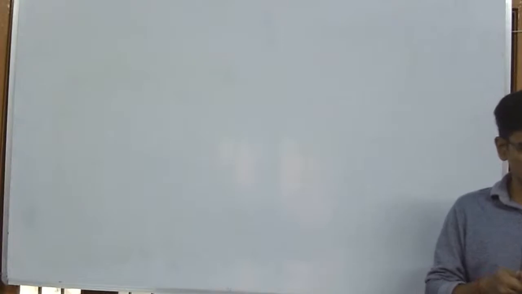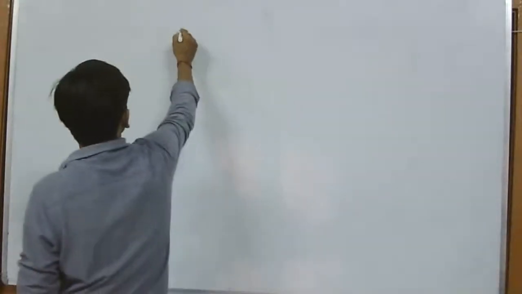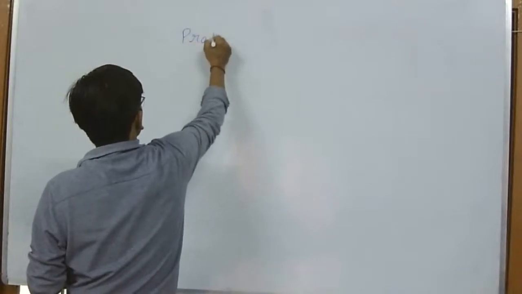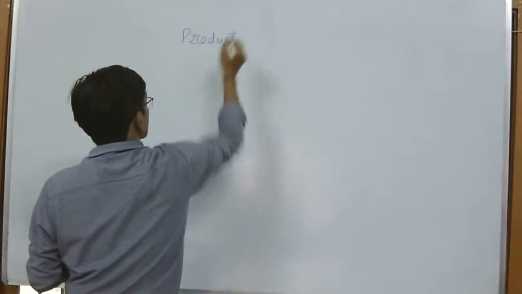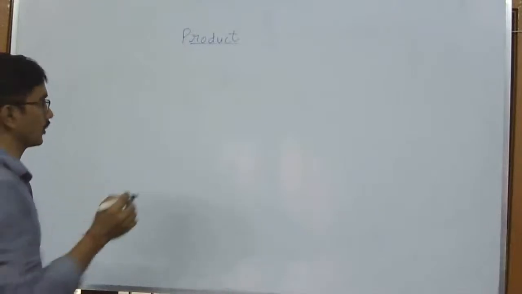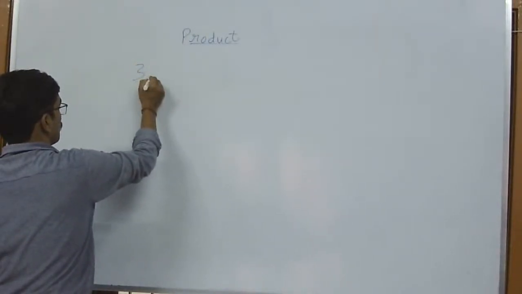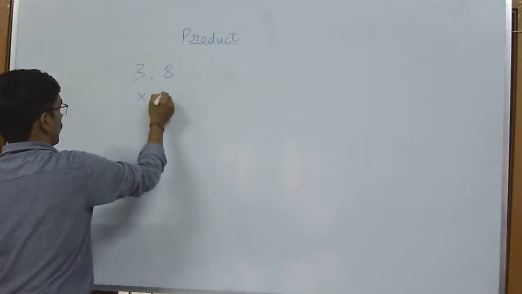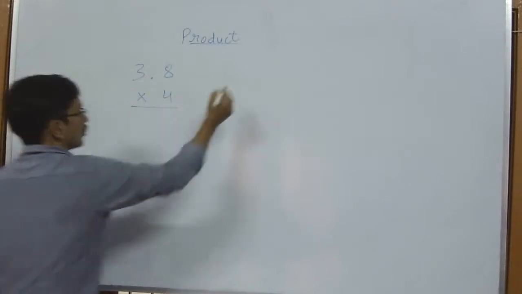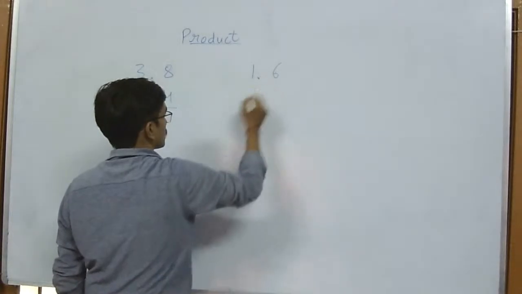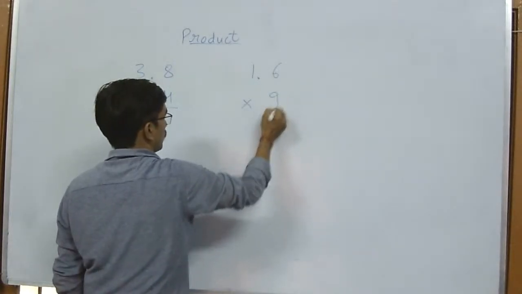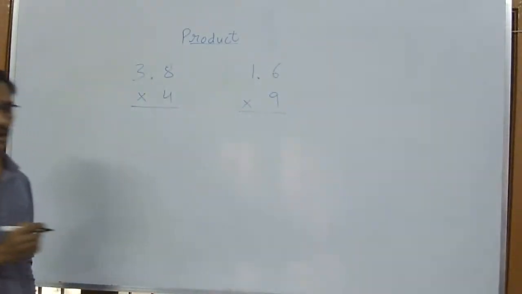Fine. Let me give some questions on product of decimals and let's see how you will solve them. The topic which we are discussing is product. So the question is 3.8 multiplied by 4.1.6 multiplied by 9. How can we do the product?